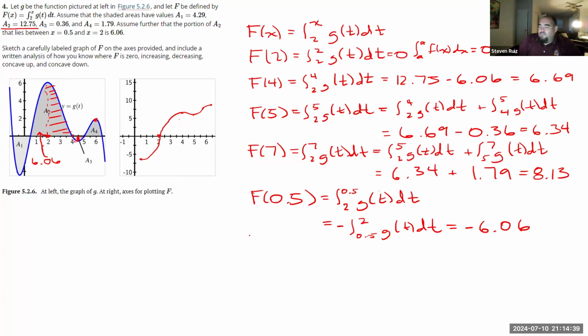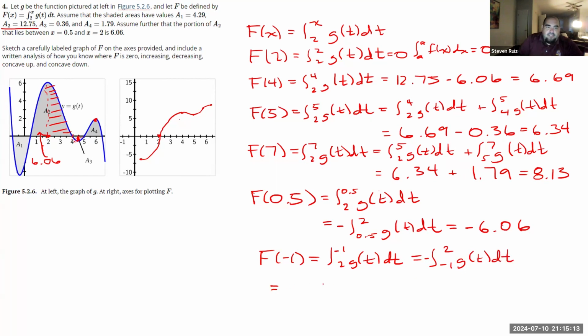So we have one more area to consider, and it looks like it goes back to x equals -1. So f of -1, what's that equal to? That's equal to the integral from 2 to -1 of g of t dt. Let's do the same thing as last time. Let's switch the interval around. So that's the negative integral from -1 to 2 of g of t dt.